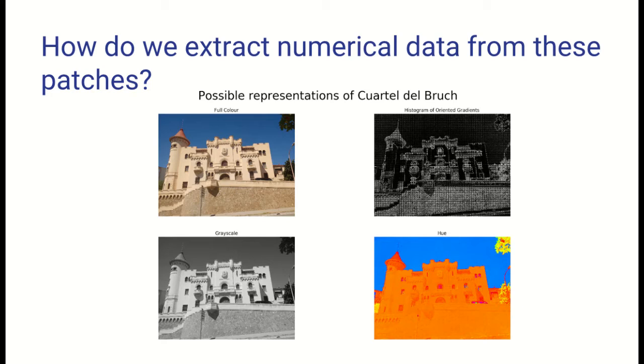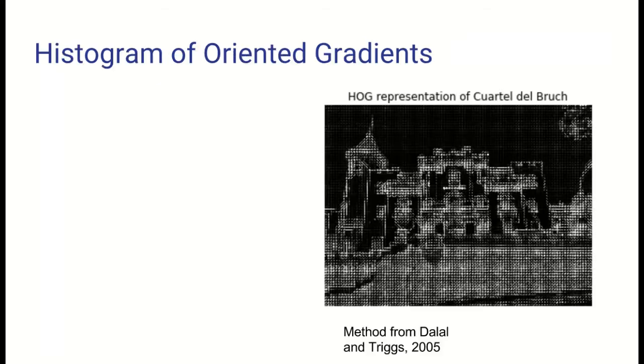Or we could use something called a histogram of oriented gradients. A histogram of oriented gradients essentially extracts the shapes from the image. It was used by Dalal and Triggs in 2005 for high performance pedestrian detection.